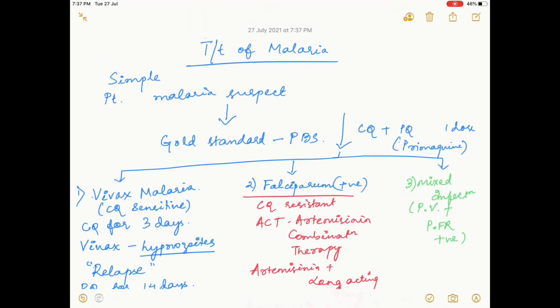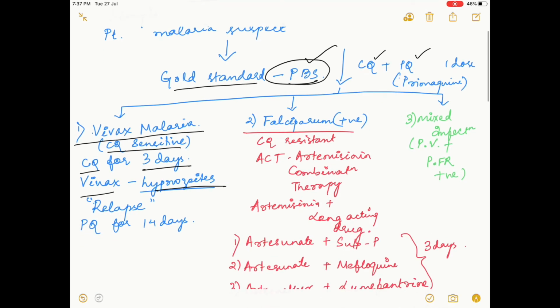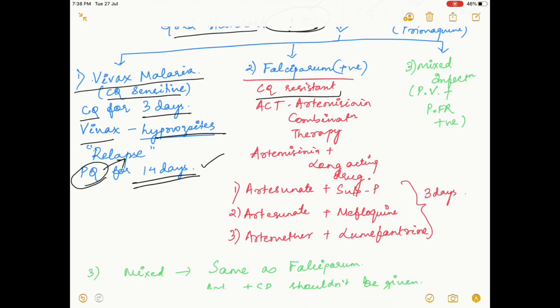Okay, so this was all about the treatment of malaria in a nutshell. Whenever a patient comes as a suspect, we need to send the investigation, and the gold standard of the investigation is peripheral blood smear. Meanwhile, we need to start the patient on chloroquine and primaquine. Now when the reports come, three cases arise. One, it can be vivax malaria, that is chloroquine sensitive, so we continue the chloroquine for 3 days, and as vivax has got hypnozoites, we give primaquine to prevent relapse for 14 days.